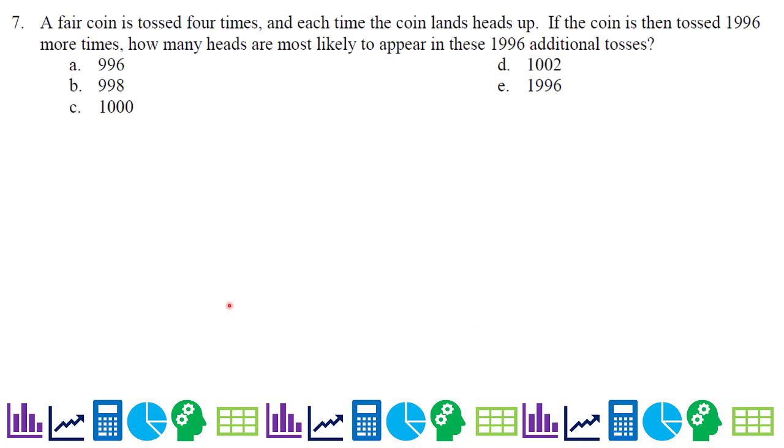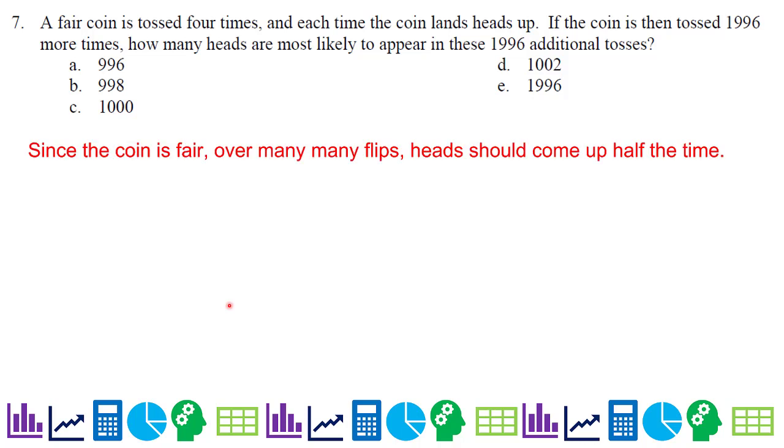A fair coin is tossed 4 times. Each time the coin lands heads up. If the coin is then tossed another 1,996 times, so there would be a total of 2,000 tosses. That's what the person was talking about. How many heads are most likely to appear after these first 4 heads?